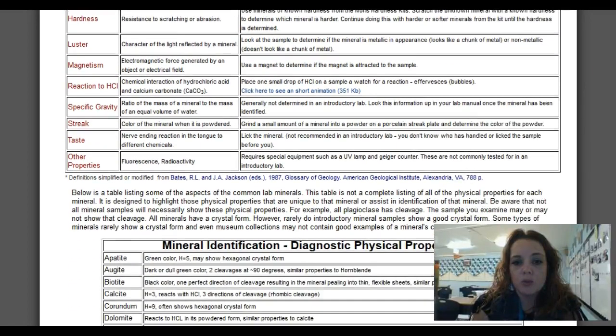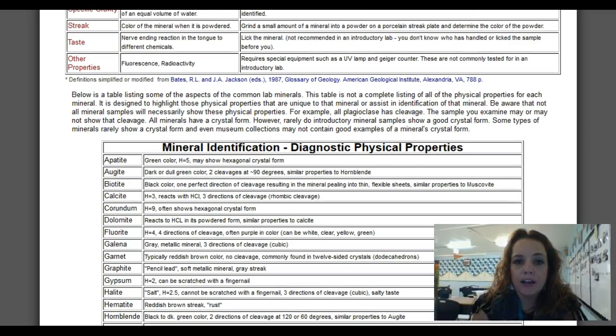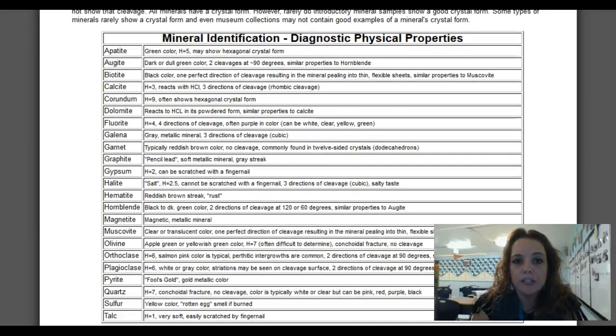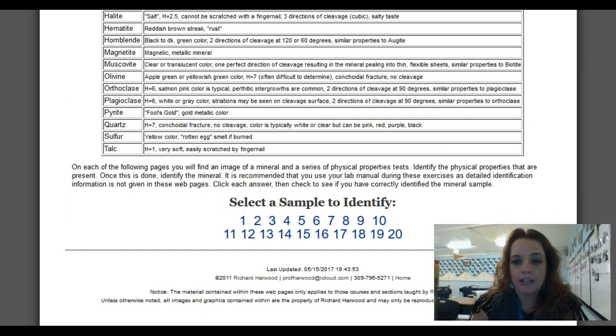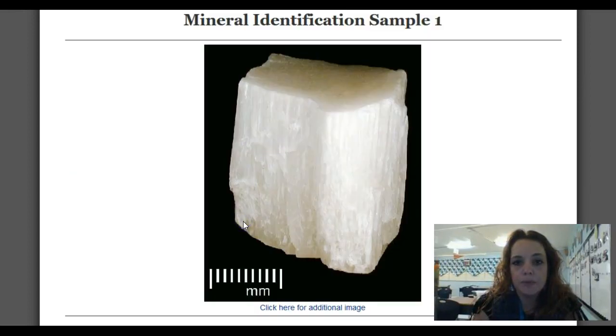Then you're going to scroll down, and it gives you actual different properties that go hand in hand with some very common minerals that you'll be looking at. So here are the different minerals you're asked to identify, and again on the assessment I chose 5 of them. So let's take a look at sample number 1. If I click on sample number 1, it shows me a beautiful mineral that looks like this.